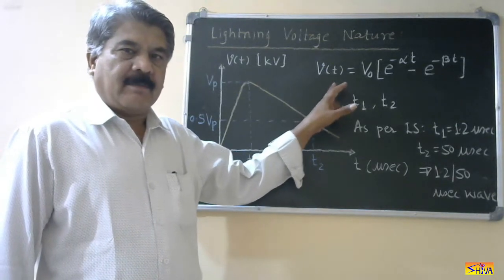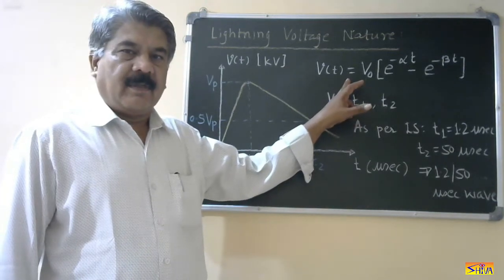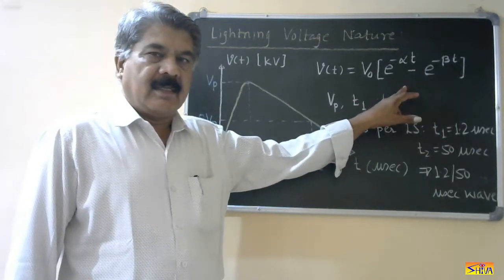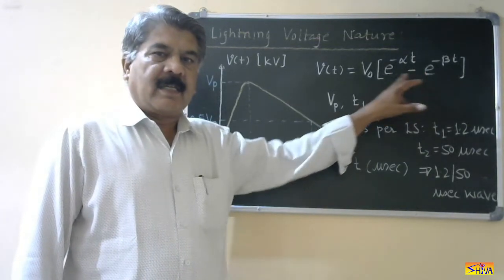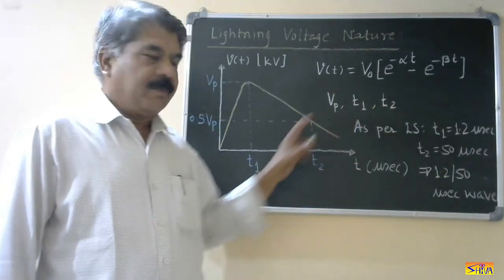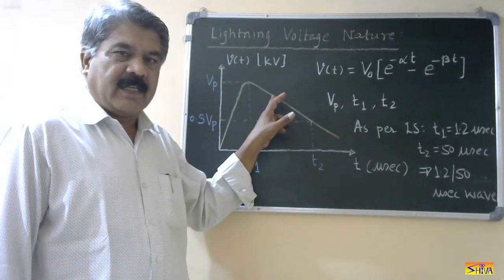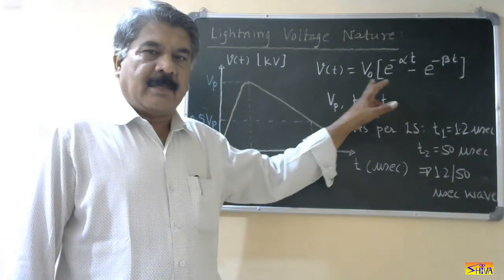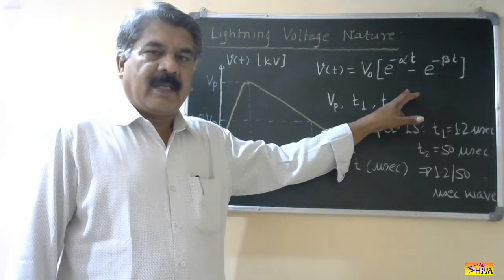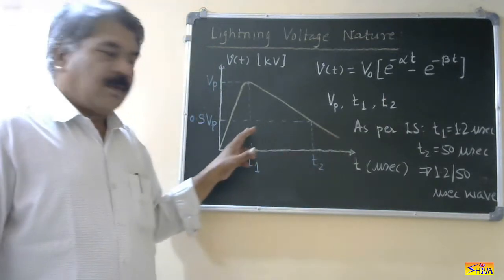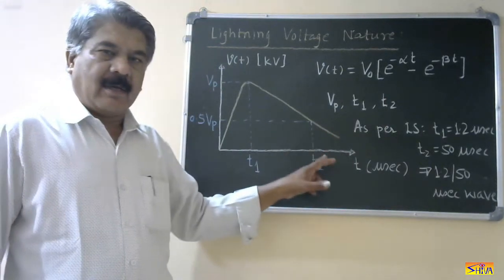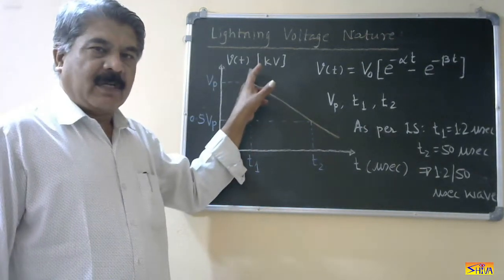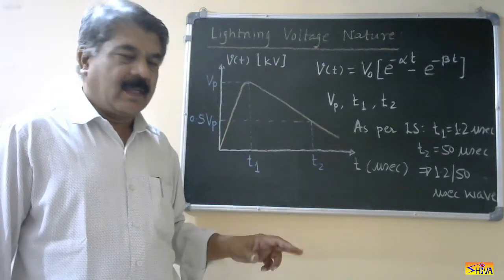Mathematically, it is expressed by this equation. Vt is equal to V0 times e to the power minus alpha t minus e to the power minus beta t. So it is double exponential waveform because if you observe the rise portion, that is also exponential in nature. Decay portion is also exponential in nature. Therefore, it is represented by double exponential mathematical expression. When we plot this waveform, we take time along x-axis and time is in microseconds and voltage amplitude along y-axis and that is in kV.